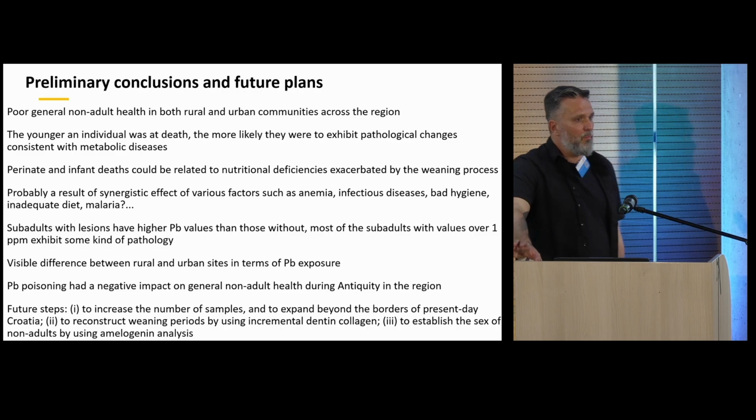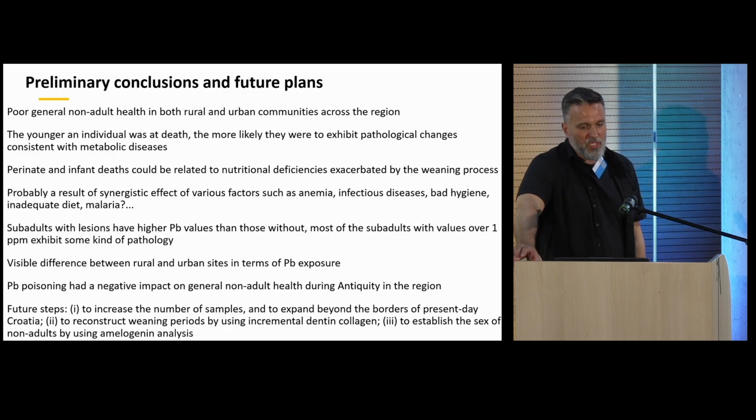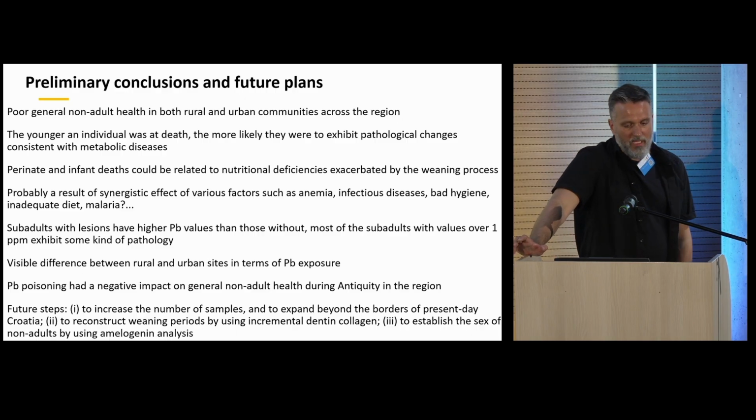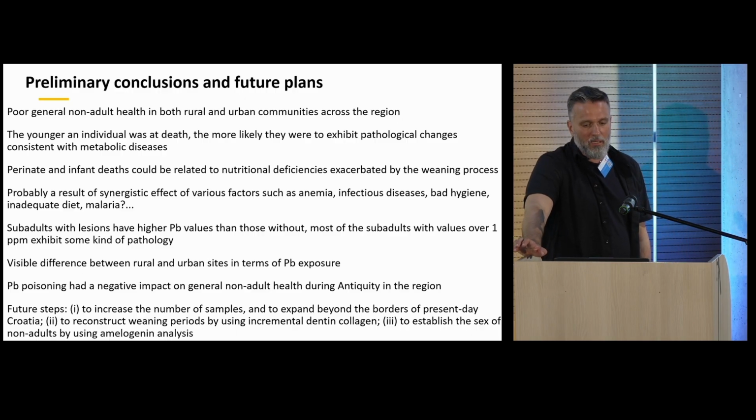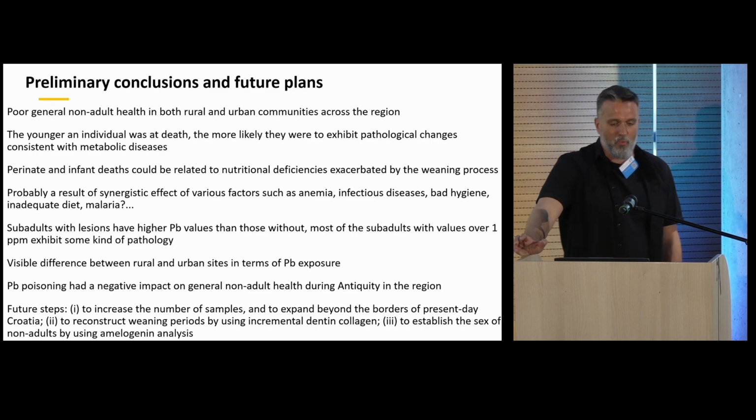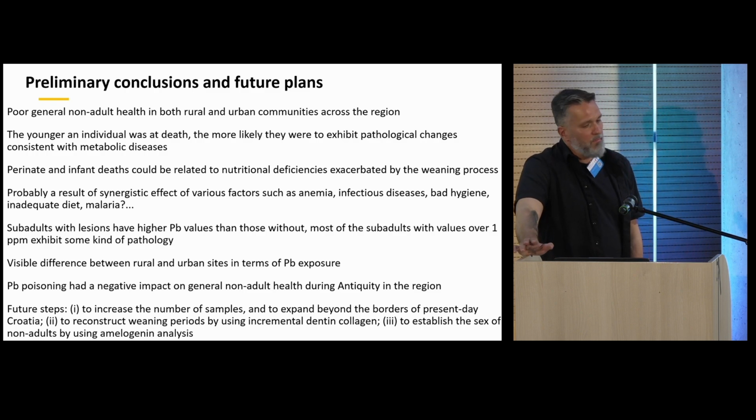On the basis of a year and a half of the project and the results we got so far, I think we have very early preliminary conclusions. But based on the things that we have seen so far, we can tell that there was poor general health of non-adults in both rural and urban communities across the region, at least when we are talking about the provinces of Pannonia and Dalmatia. The younger an individual was at death, the more likely they were to exhibit pathological changes consistent with metabolic diseases. As you can see, in certain sites, almost every subadult skeleton had some kind of indicator of metabolic disease.